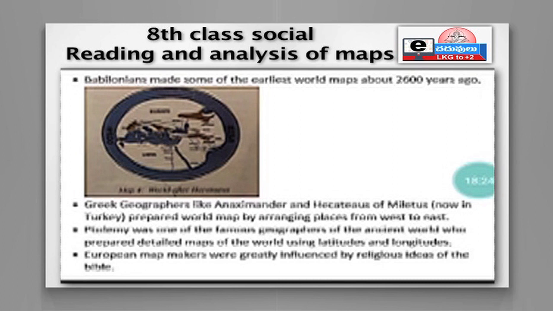very clear. The Greeks tried to make the maps accurate with the help of the longitudes and latitudes. The Greek people used to make the maps with the help of the longitudes and latitudes, and because of these latitudes and longitudes, the maps will be accurate and they can travel to the places with the help of these maps.